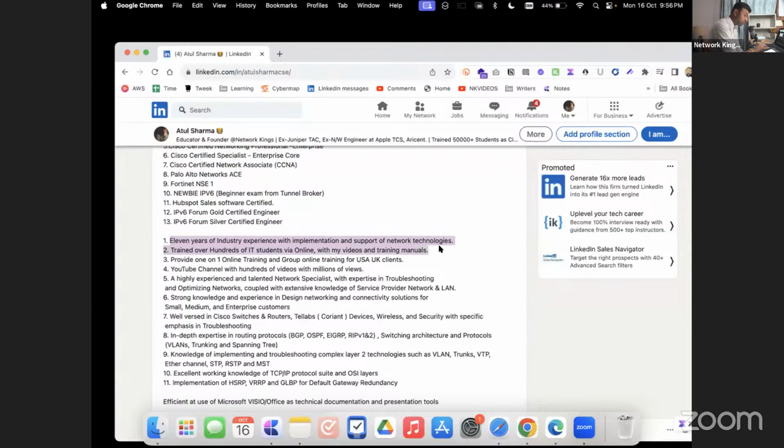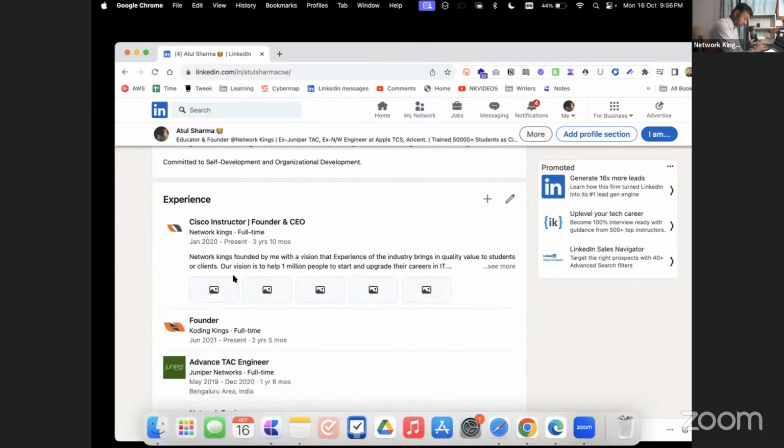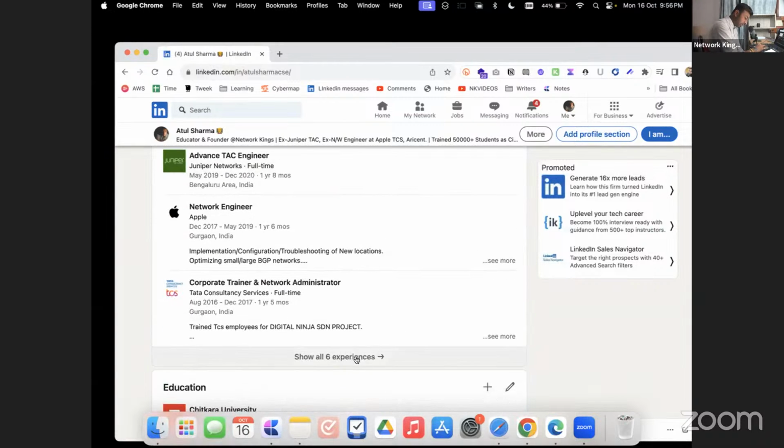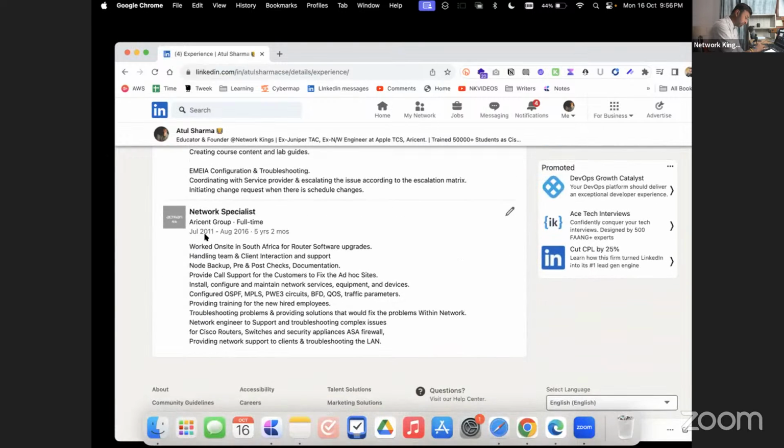Okay. I have trained almost thousands of students. I have trained a lot of students, international also. I started my career with this company called Arisent, which is now called Capgemini. I worked there for quite long as a network engineer, and my work was OSPF, BGP, MPLS, all these things.